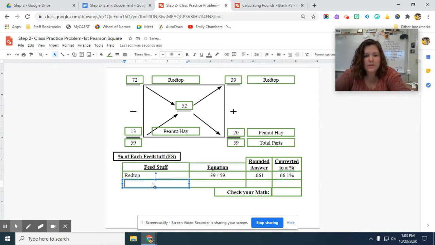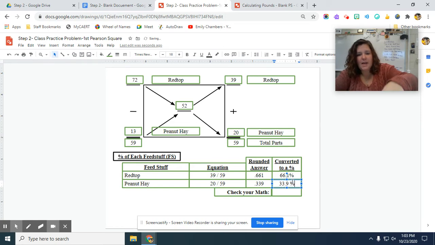Okay. Do the same for our peanut hay. Parts of peanut hay are going to be 20, divided by our total parts of 59. And that's going to give you 0.339. So we got 33.9% peanut hay. Do math real quick. I'm just going to triple check my math.